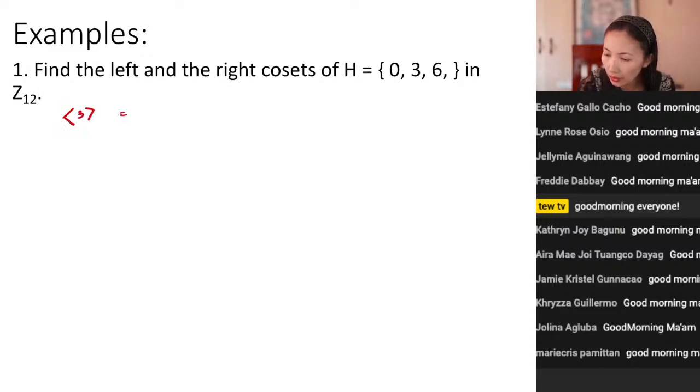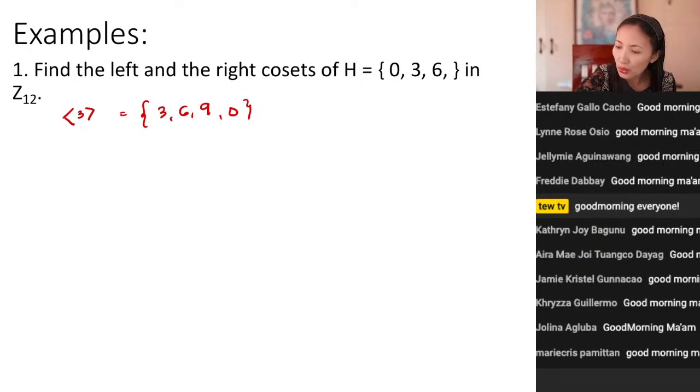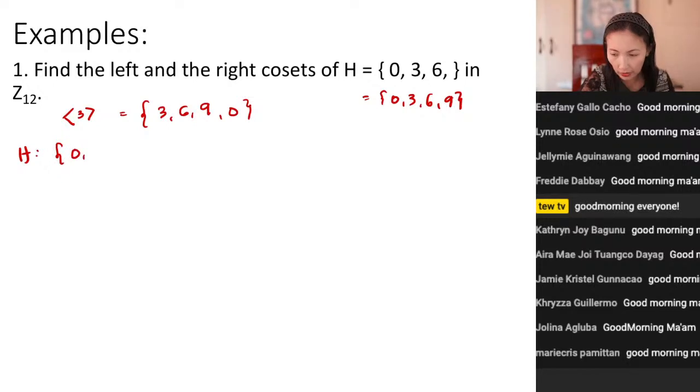Okay, so that means 3, and then plus 3 is 6, plus 3 is 9, and plus 3 is 12. However, 12 modulo 12 is 0. So this is supposed to be 0, I erased it, I did not include it: 0, 3, 6, and 9. Okay? So our H here is the subgroup whose elements are 0, 3, 6, and 9.